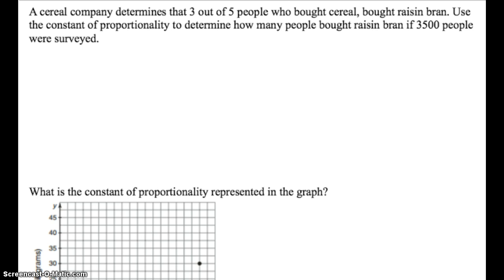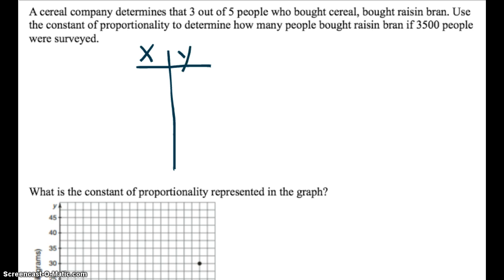A cereal company determines that 3 out of 5 people who bought cereal bought Raisin Bran. Use the constant of proportionality to determine how many people bought Raisin Bran if 3,500 people were surveyed. Okay, so when we're dealing with a rate, what do I always tell you to set up? A T-chart. So we're going to set up our X and our Y T-chart.